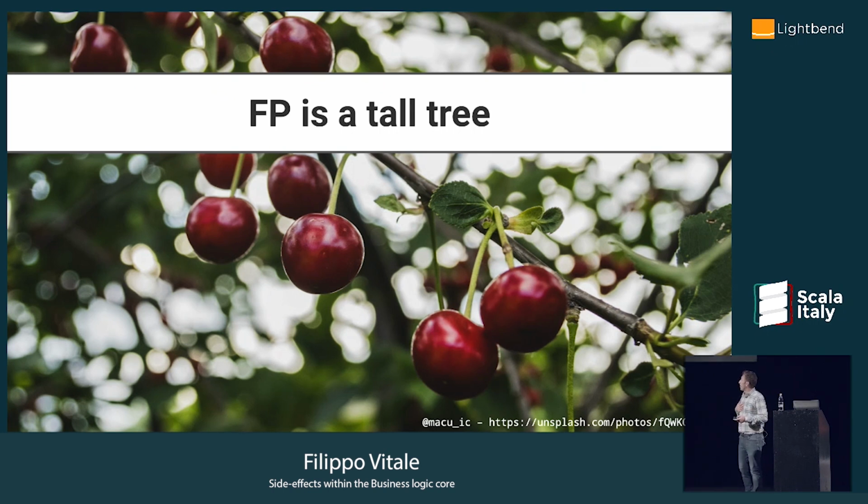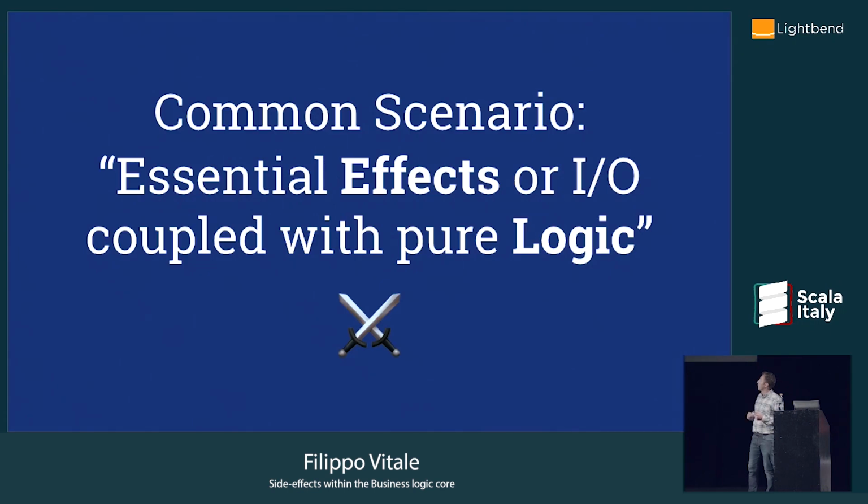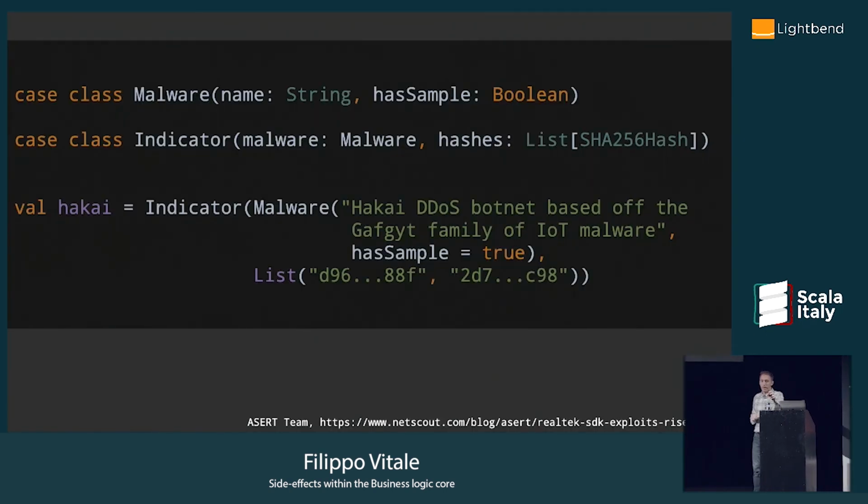To be honest, I felt in my past few years that the biggest challenge, especially with Scala, is working with essential effects, where everybody has an opinion on how to control them, right? So for that, let's take a look at another example, okay? So we try to create an indicator. An indicator is basically an indicator of compromise.